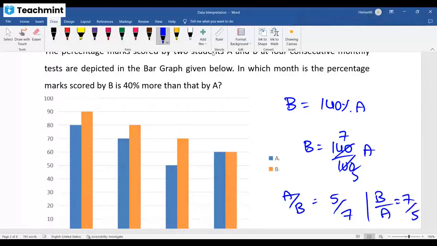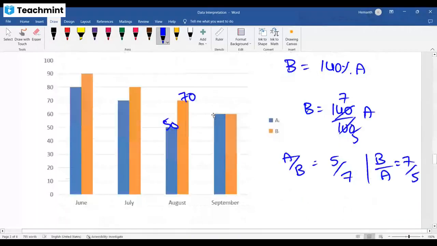A by B is 5 by 7. A is less than B. Yeah, which is this month? 50 and 70, 5 and 7. Satisfied with the third month, which is August.